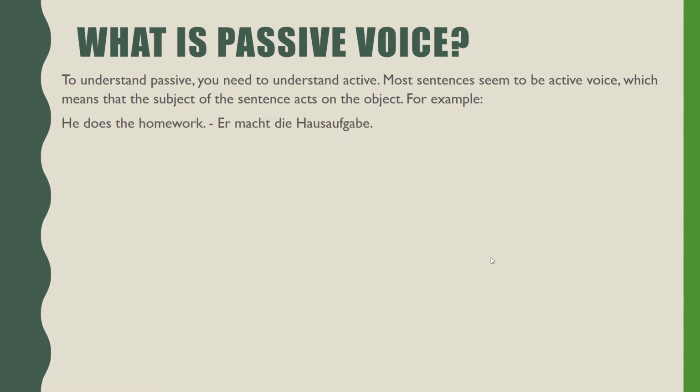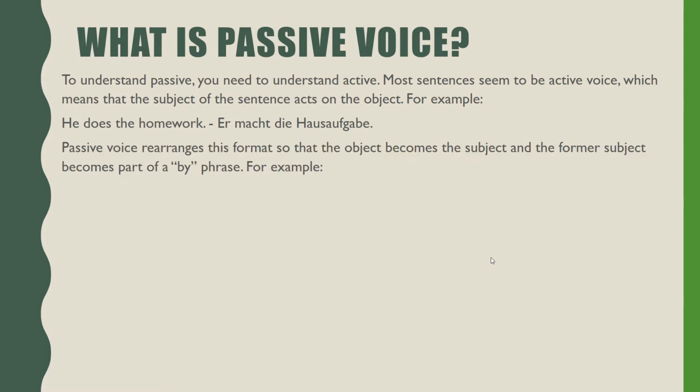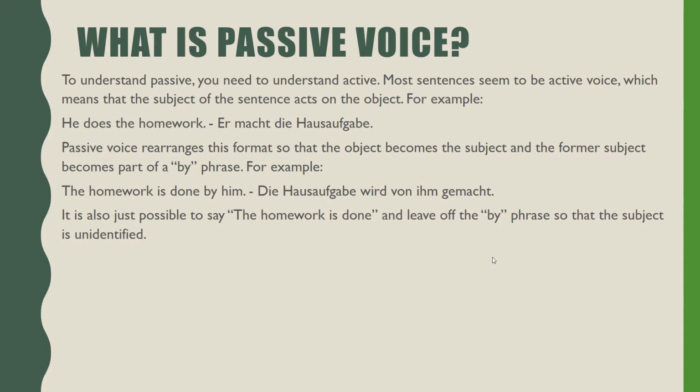Macht die Hausaufgabe. Passive voice rearranges this format so that the object becomes the subject, and the former subject becomes part of a by-phrase. For example, the homework is done by him. Die Hausaufgabe wird von ihm gemacht. It is also possible to say the homework is done and leave off the by-phrase so that the subject is unidentified. It is most common to see present tense or simple past in the passive.